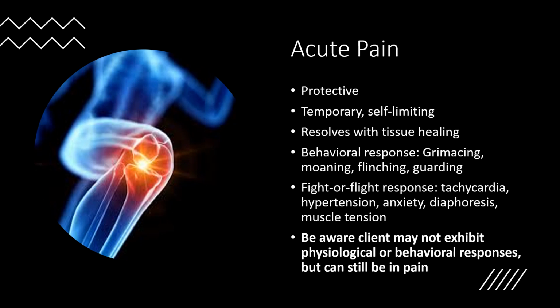The nurse should be aware that a client not exhibiting those physiological or behavioral responses does not mean that the pain is not there. So your patient can have a normal blood pressure and everything else, but tell you that they have 10 out of 10 pain. Interventions include treatment of the underlying problem. So obviously an injury, wounds, surgical incision, these are different things that can contribute to acute pain.